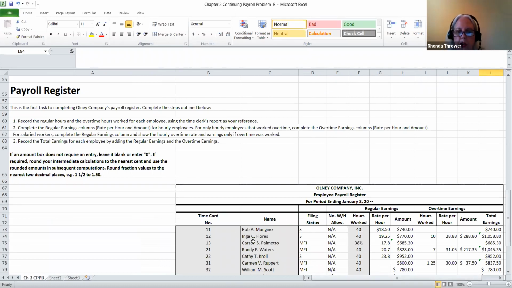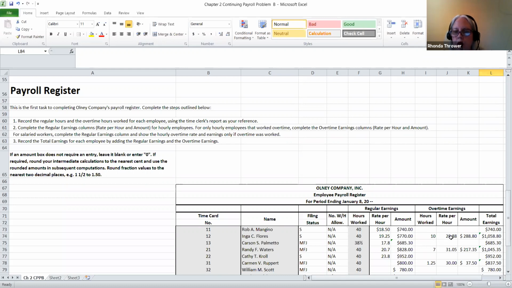All right, the next employee is Inga Flores. She worked 50 hours. We got that from the clerk's report. 40 hours goes in for regular earnings. Notice we're in the regular earnings column here. So she worked 40 hours and she was paid $19.25. You would multiply 40 times $19.25, and that will give you the regular earnings. Since she worked 10 hours overtime, she worked a total of 50 hours. 40 was regular and 10 was overtime hours.